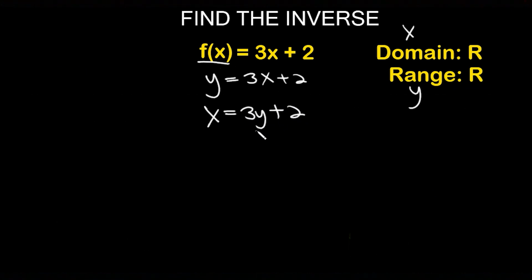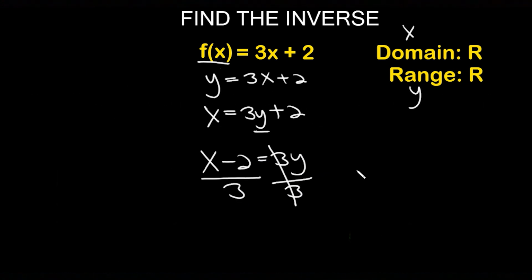So my goal here is to solve for y. In order to do that, I have to subtract 2 and then divide by 3. So for example, I'll have x minus 2 equal to 3y. And then to get rid of that coefficient of 3, we have to divide both sides by 3. So dividing both sides by 3, okay, this will cancel. I get y is equal to x minus 2 all over 3, okay? Now we want to put it back in function notation.